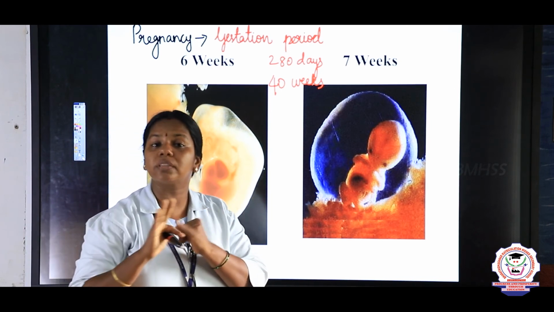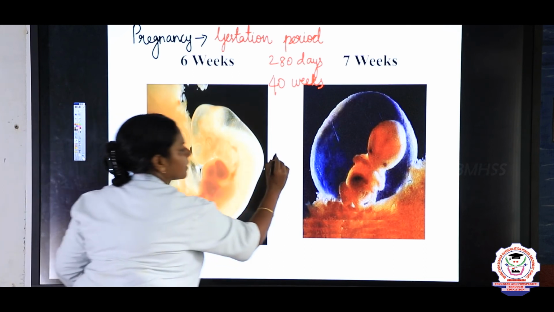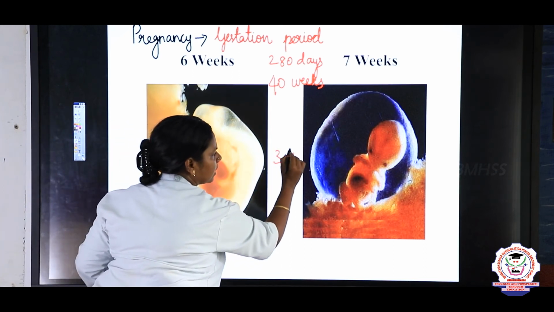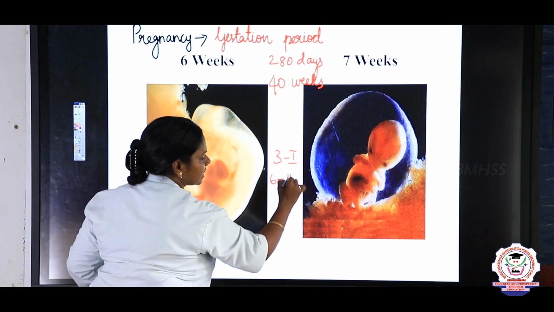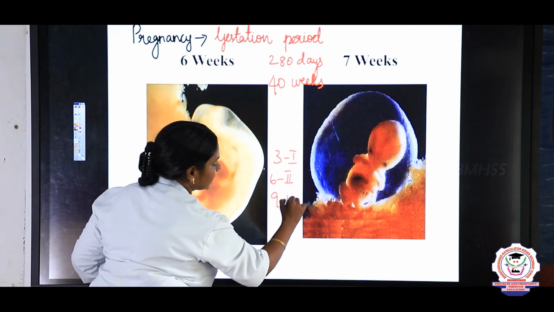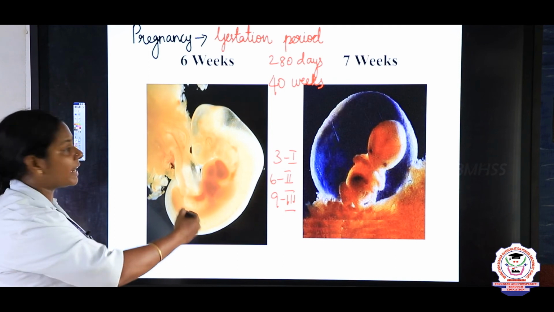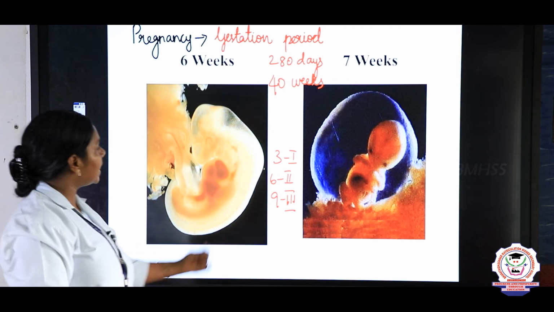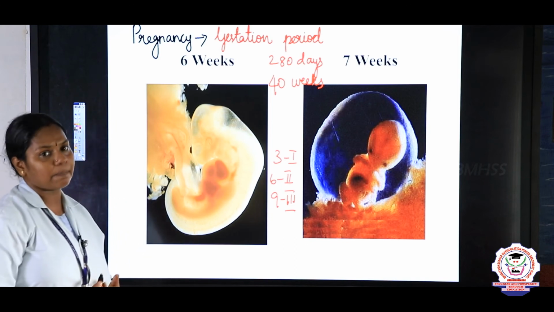They are divided into 3 consecutive months. That is, the first 3 months is the first trimester, 4 to 6 is the second trimester, and 7, 8, 9 is the third trimester. So, we are going to see what happens in every 3 months, right? And this is the image of the fetus to show what development takes place.